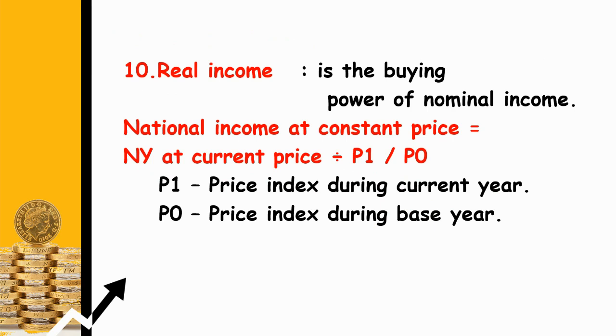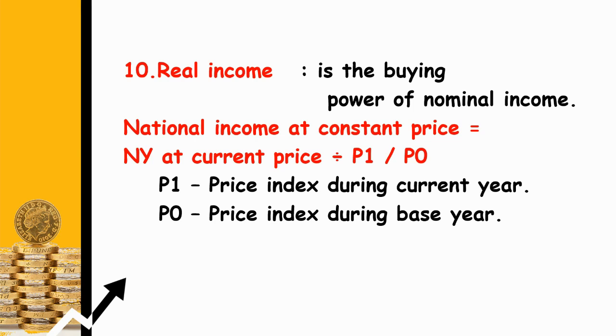Next one is real income. Nominal income is national income expressed in terms of the general price level of a particular year in a given period of time. So real income is nothing but the buying power of nominal income. National income is the final value of goods and services produced and expressed in terms of money at current prices, but it does not indicate the real state of the economy.